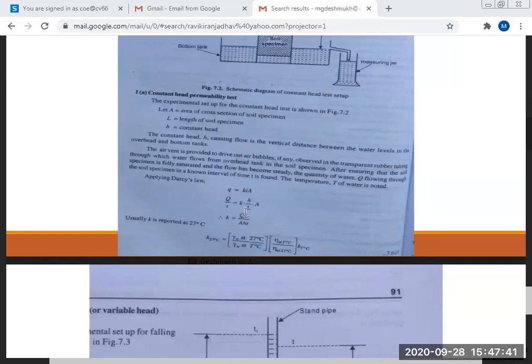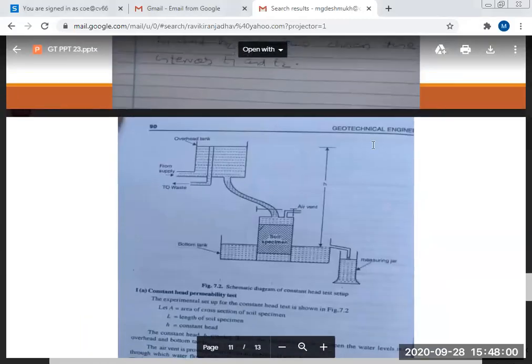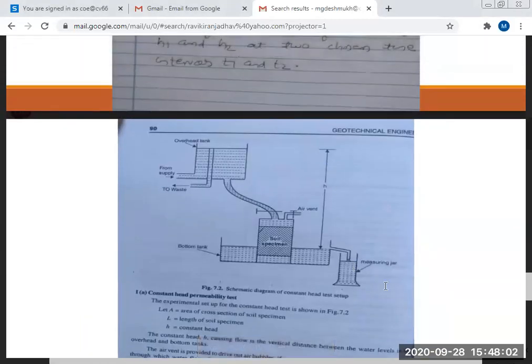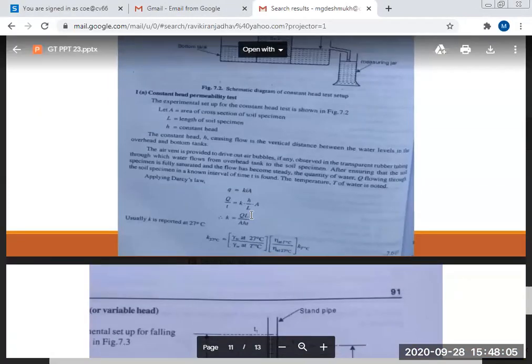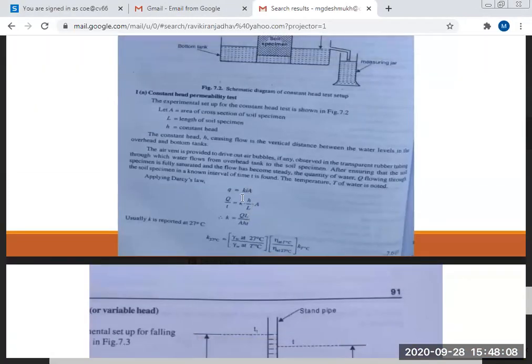This is K, and what is I? I is gradient, and gradient is given by hydraulic head by length, that is H by L, isn't it? So what is the hydraulic head here? Difference between entrance and exit. So this is the hydraulic head H, divided by the length of whatever specimen is there. That H by L is gradient, and A is cross sectional area. So Q by T is equal to K into H by L into A.